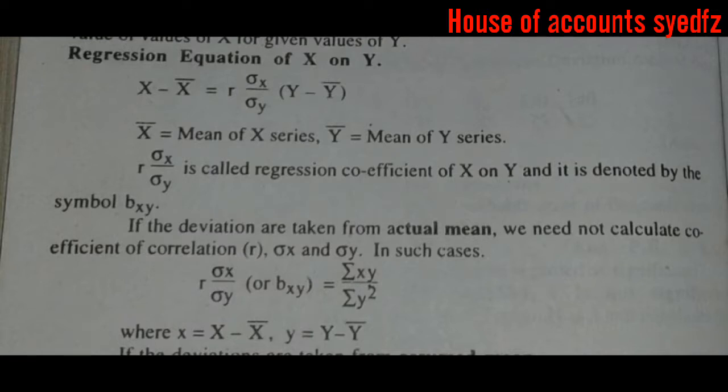The next is the regression equation of y on x. It is the same here, but y should be first: y minus y bar equals r times standard deviation y divided by standard deviation x, with y on the upper side and x on the lower side, into x minus x bar. This r standard deviation y divided by standard deviation x is called the regression coefficient of y on x, and it is denoted by the symbol byx.